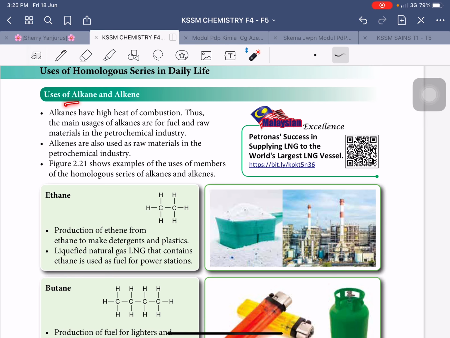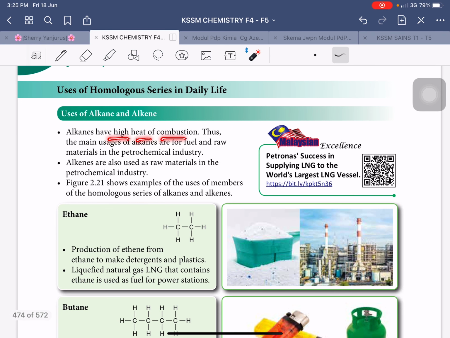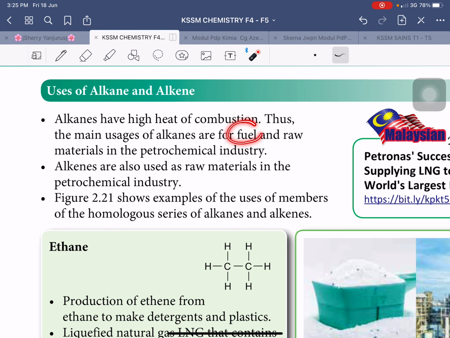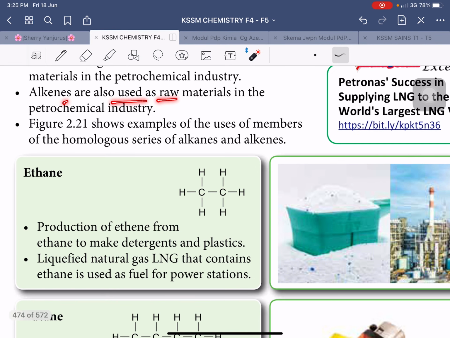So uses of alkane and alkene first. Alkanes have high heat of combustion, boleh dibakar. Apabila dibakar, haba yang dikeluarkan sangat tinggi lah habanya. Thus, the main usage of alkane are for fuel, adalah untuk sebagai bahan bakar, and raw materials in the petrochemical industry. Alkenes are also used as raw material in the petrochemical industry.